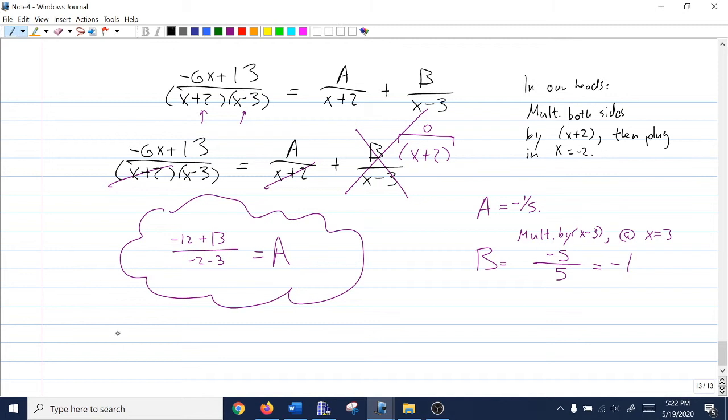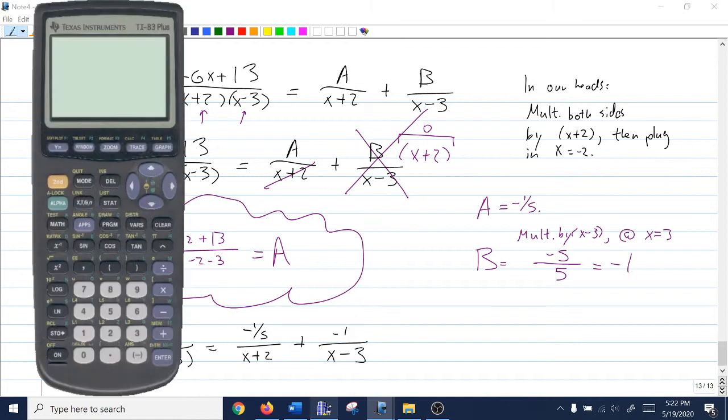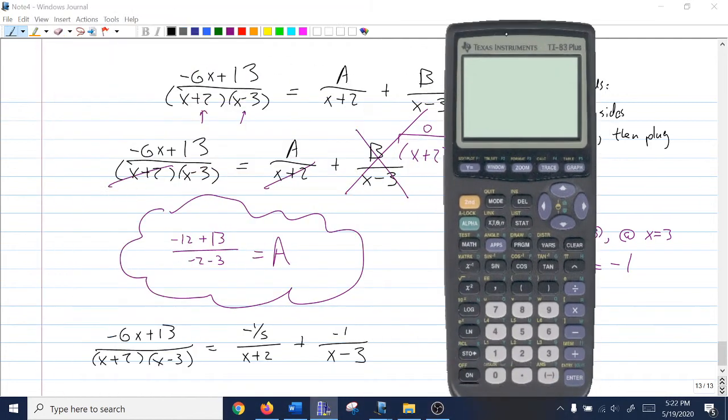Did we do this right? I would like to check one and actually get it right. I guess we did the first one right. Does this actually equal −1/5 over x + 2 plus −1 over x − 3? I've got a feeling something's wrong here, because it's weird for one of these to be a fraction and the other one not to be a fraction. What do I get if I plug in x = 10?